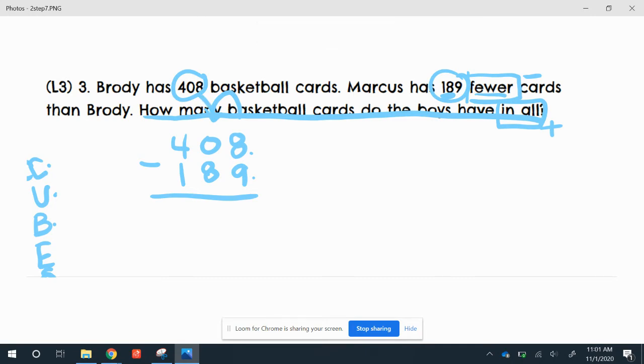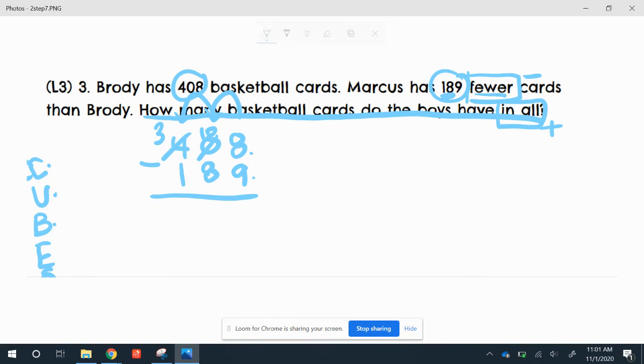So Mr. 0 goes over to Mr. 4 and says, Mr. 4, can I borrow 10? And he's going to say, sure. And the 4 turns into a 3 and the 0 turns into a 10. Looking back at my ones column, again, I ask myself, what's 8 minus 9? Well, I can't do that because 8 is smaller than 9. So I'm going to go back over and ask my tens column.